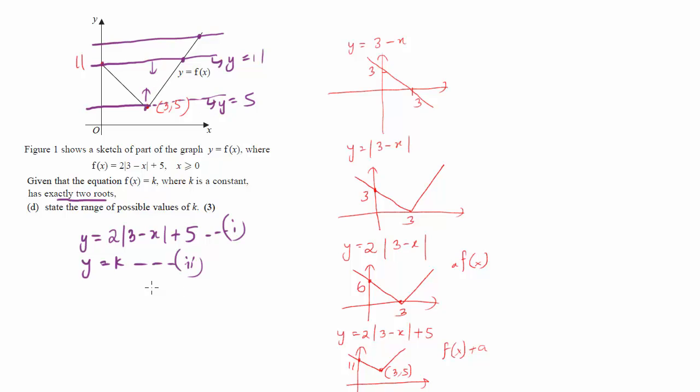So we have the values of k has to be less than or equal to 11, because even if it is equal to 11, it intersects at 2 points. And it has to be greater than 5, because if it is equal to 5, it intersects at 1 point. It has to be greater than 5, and that is going to be the range of values of k.